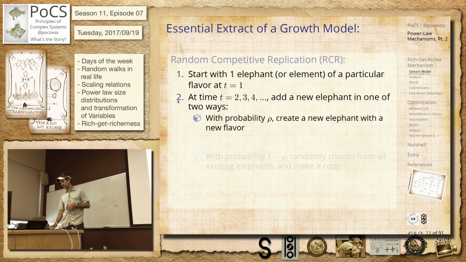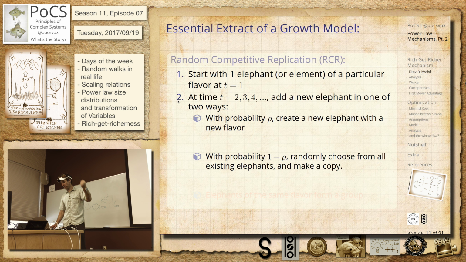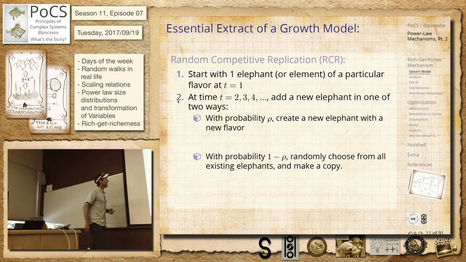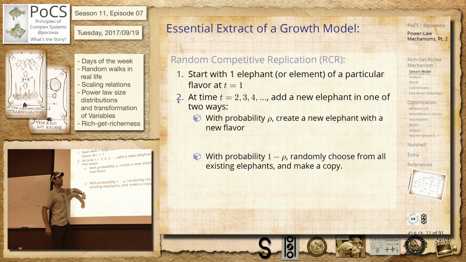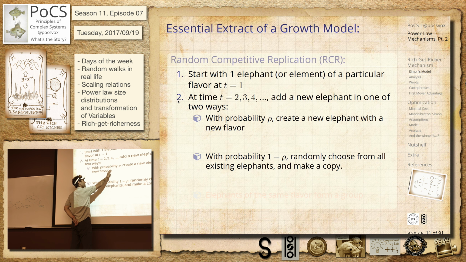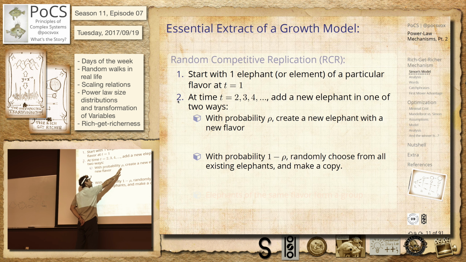So very simple. You're going to add a new one, so two ways, right? And I think I've said these things. So with probability rho, you create a new element. That's the innovation rate. There's an innovation to this. There are variations on this that try to look at creativity, work by Strogatz and some of his colleagues, where the modification is you create something new and then you also add some other new possibilities as well. It's an interesting thing.